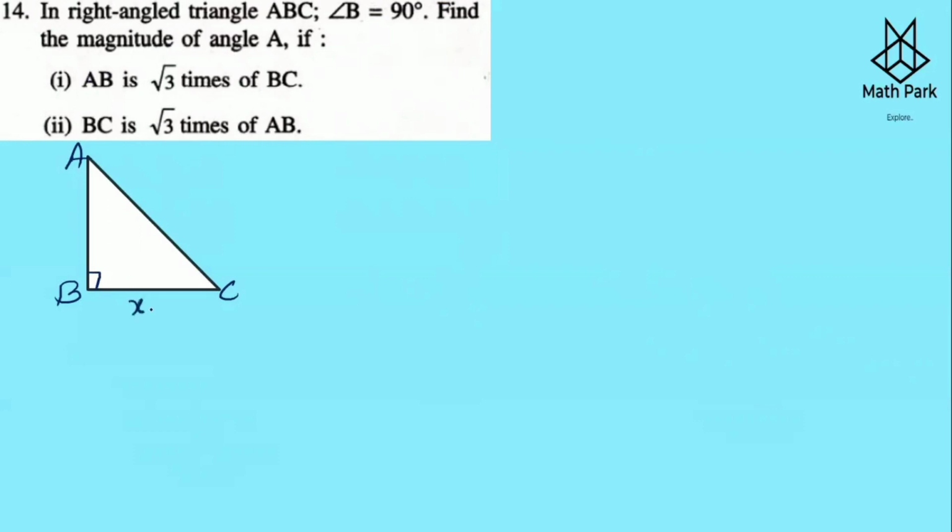So let us take BC as X, and AB is root 3 times BC, that is root 3 times X. And then you have to find angle A. So we are doing the first part.